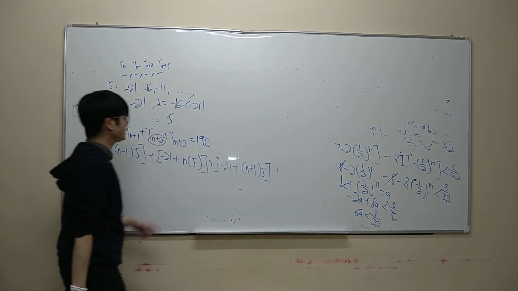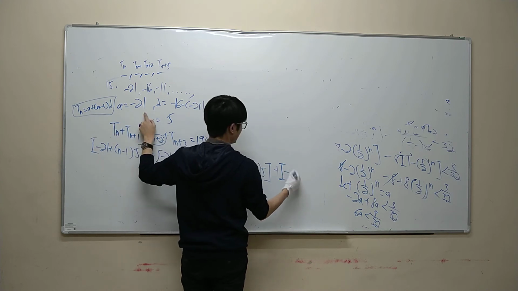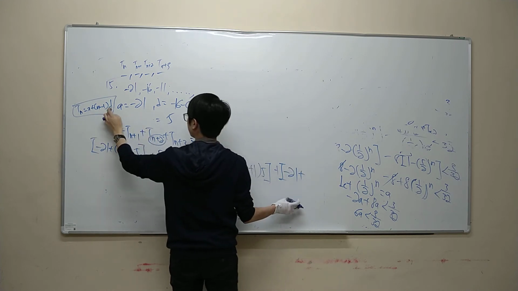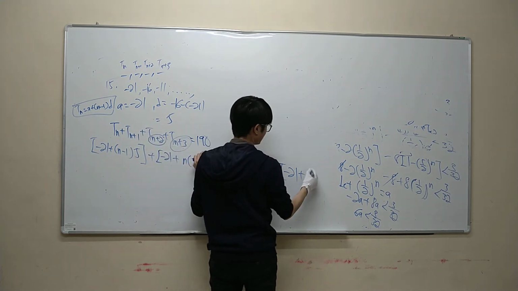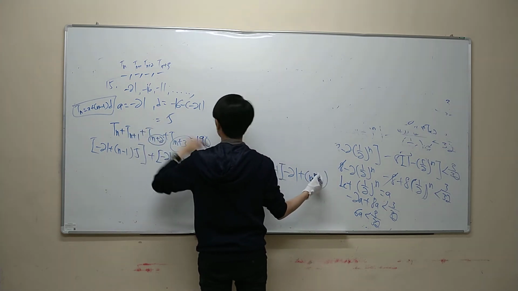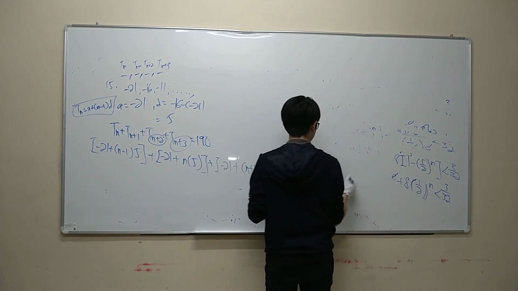Done. The last thing is Tn plus 3. So same thing. A plus n minus 1d. A is still negative 21. Okay, what's n minus 1? Look carefully. Your n is n plus 3. So what's n plus 3 minus 1? N plus 2. And then what's your d? 5. And this whole thing equals to 190.